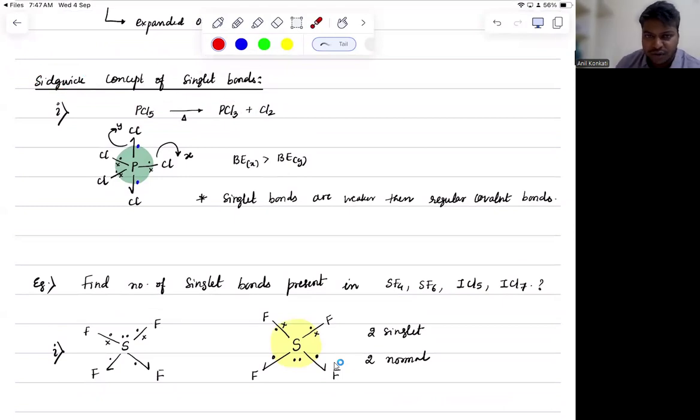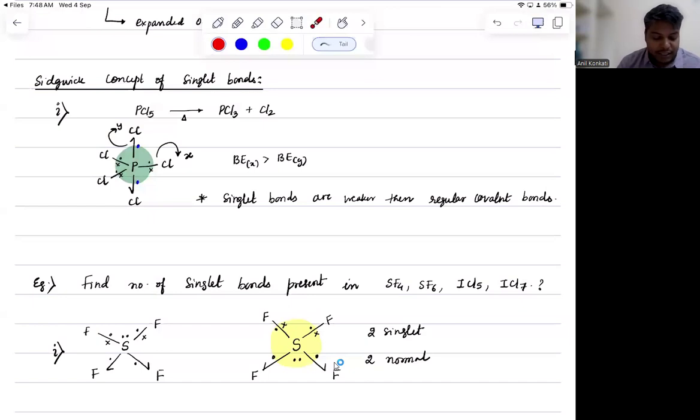Sidgwick's singlet bond rule. What he says is that there are regular simple covalent bonds, like these three are simple covalent bonds. But then there are phosphorus and chlorine, if you notice, correct? Here, up and down bonds, you notice. Here only phosphorus is sharing, chlorine is not sharing an electron, by which the octet is completed for phosphorus, and the octet is completed for chlorine. But this is not a bond of two electrons. So that's why it is called a singlet bond.